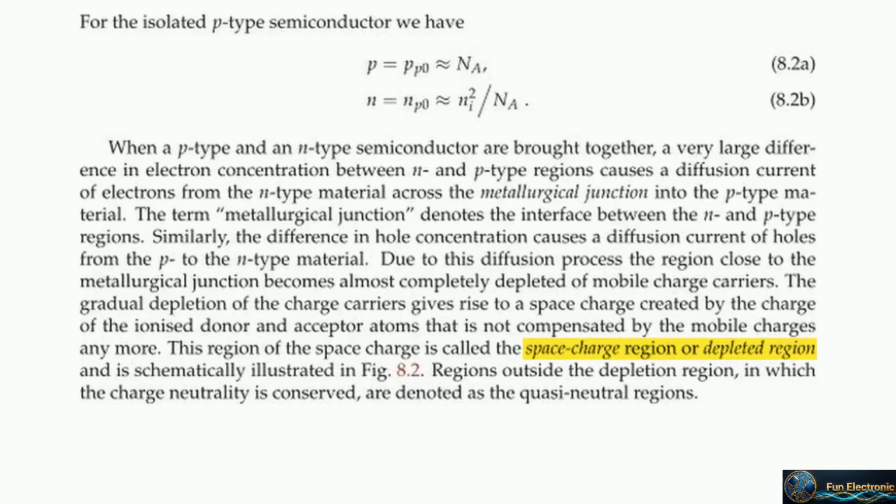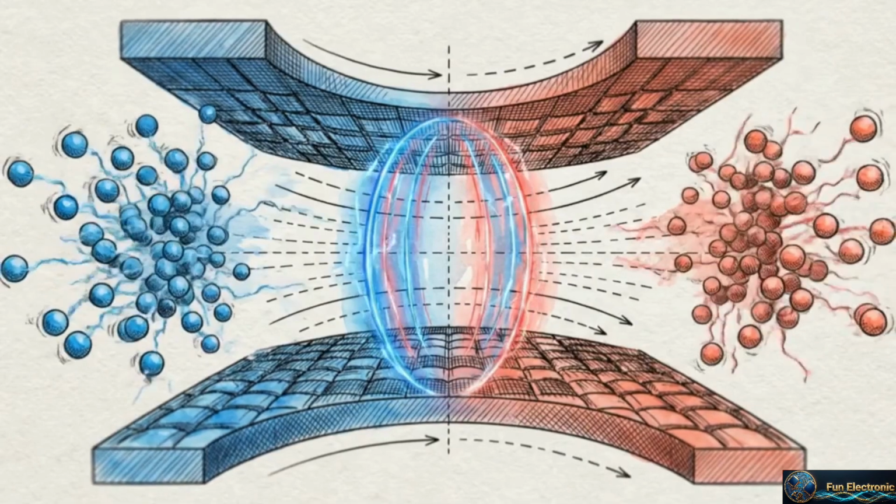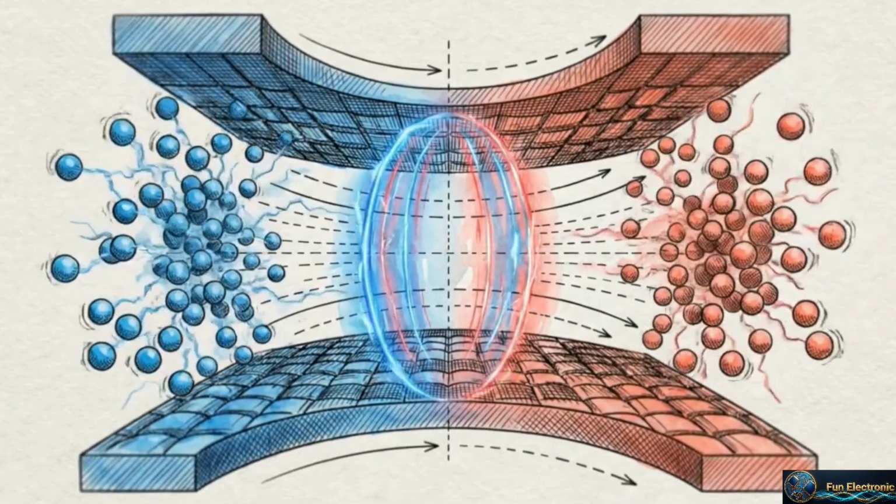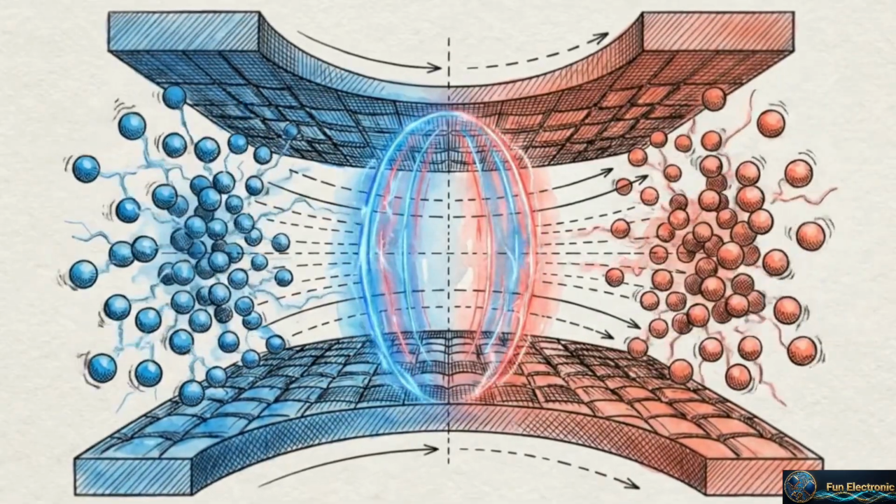This creates the depletion region, shown on the bottom right. It is a microscopic wall entirely emptied of any free moving charges. The opposing forces eventually reach an equilibrium, with a natural built-in voltage. This transforms a block of silicon into a controllable electrical barrier.